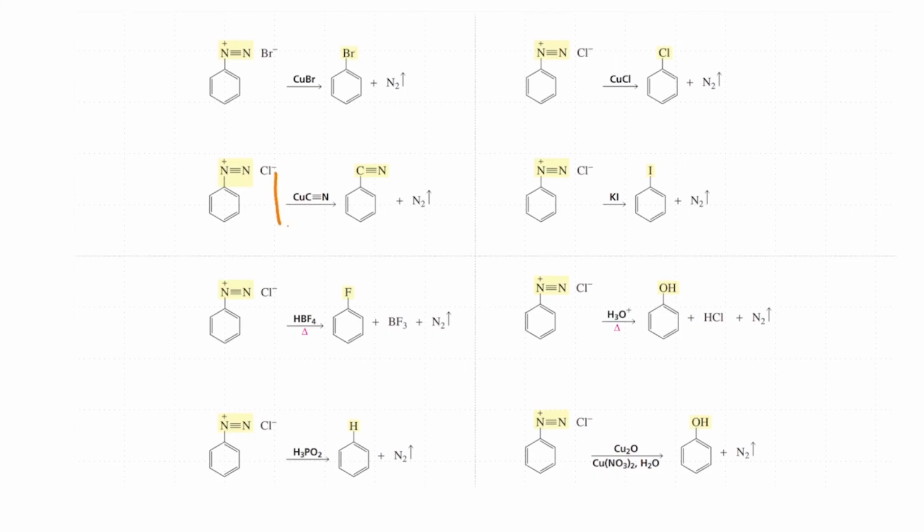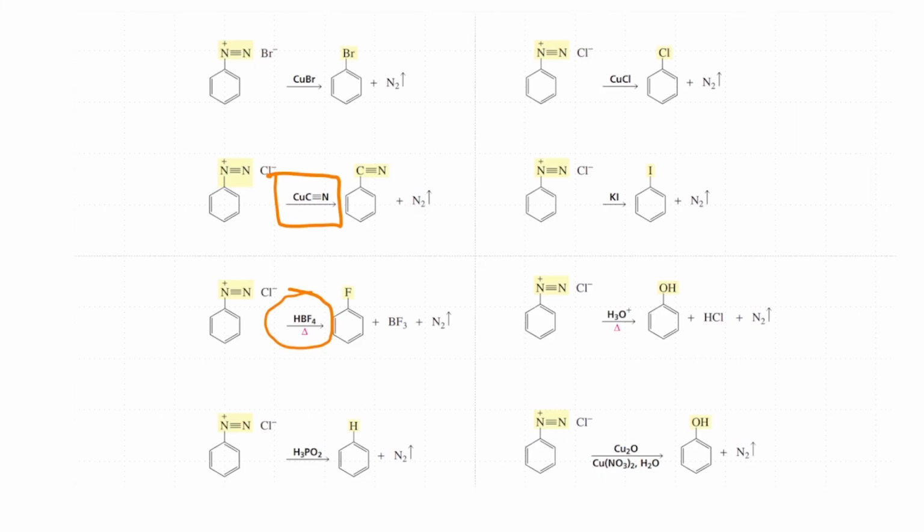Now, if you react this with copper cyanide, you can actually form a carbon-carbon bond, which is very, very important in many reactions that we want to do. And so this becomes an excellent method for us to make a carbon-carbon bond. You can also convert it to the fluoride by reacting it with HBF4, which is basically BF4 minus and H plus, and that's going to give you BF3 and nitrogen as byproducts.